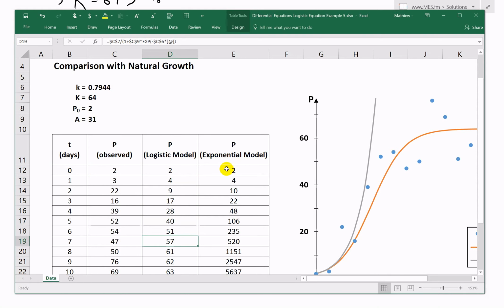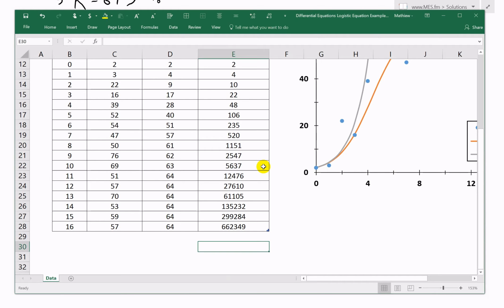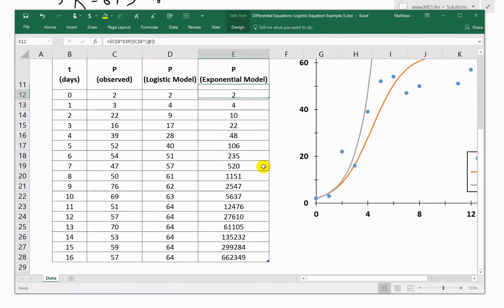And then also for the exponential model, we have it over here. This exponential model is just the initial population, C8, which is 2, times e to the power of k times the day, where C6 is little k. And that's what we have. As you can see from the model here, the exponential model, because there's no carrying capacity, just keeps going on to infinity. It's just going up. Well, this one is over 600,000 population of the bacteria, which is just clearly wrong.